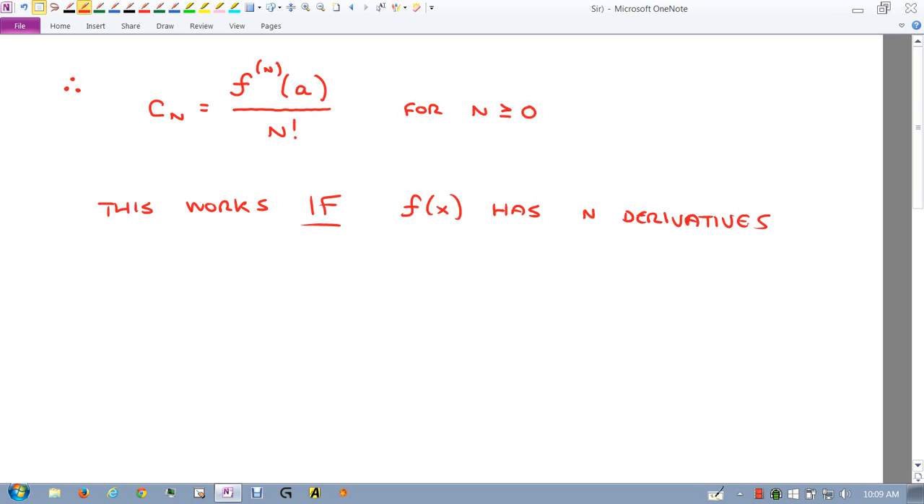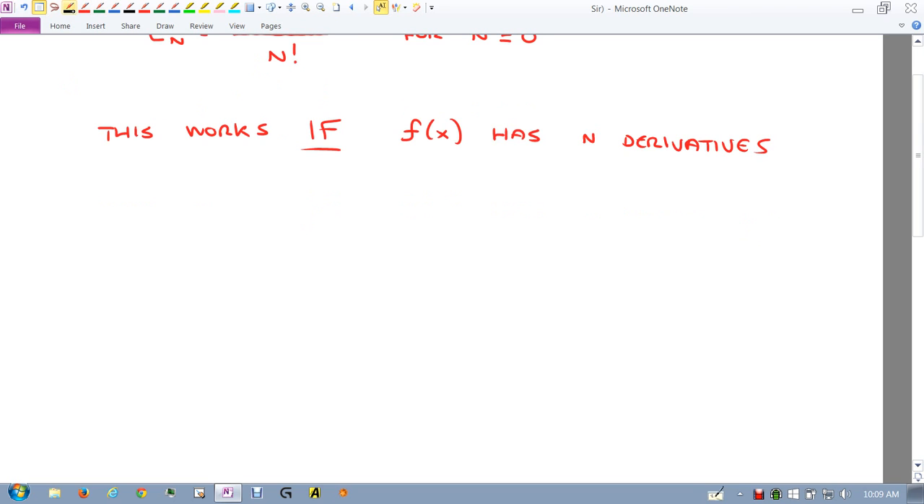That means you have to be able to differentiate the function. There are functions in mathematics that are not differentiable. And so if your function fails to be differentiable, this formula is not going to work because you have to have derivatives to use it, right? So as long as the function is differentiable, we can apply this formula. And so here's the final conclusion.